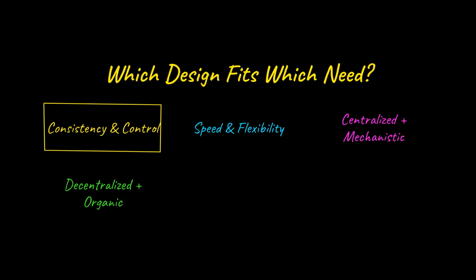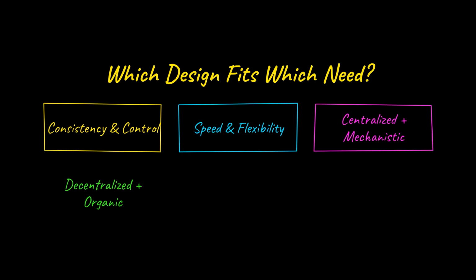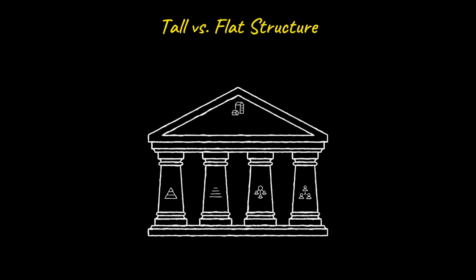Centralization pairs naturally with a mechanistic structure, rules, hierarchy, and standardization, and suits organizations with strict compliance or safety demands. Decentralization pairs with an organic structure, collaboration and adaptability, and suits fast-moving firms whose local units must respond to different markets. Structure reinforces the choice. A tall organization with many layers tends to centralize authority and slow decisions, while a flat organization with few layers tends to decentralize and accelerate them.